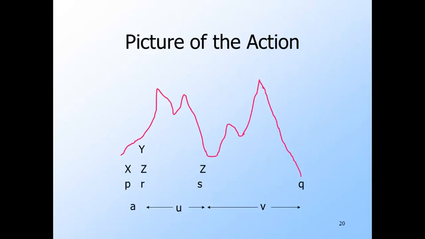Here's a picture of that action. Initially you see X got replaced by Y and Z on the stack. Then u had the net effect of popping Y, exposing the Z. Now we're in state s. And then v has the net effect of popping the Z and winding up in state q.